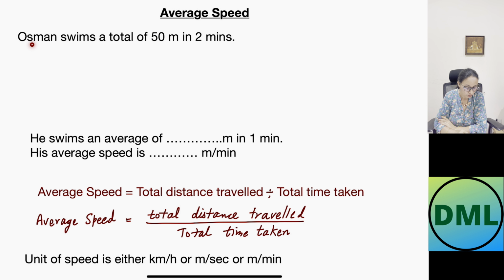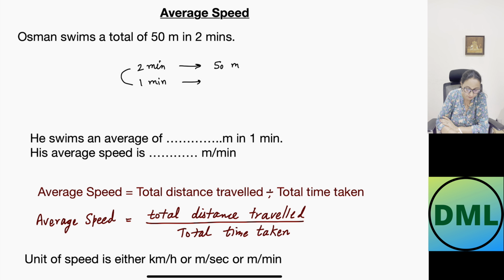Average speed. Osman swims a total of 50 meters in 2 minutes. He swims an average of dash meters in 1 minute. I need to calculate the answer for 1 minute. It is given to us as 2 minutes. Let's write down here. In 2 minutes, he is covering 50 meters. In 1 minute, how much distance will he cover?